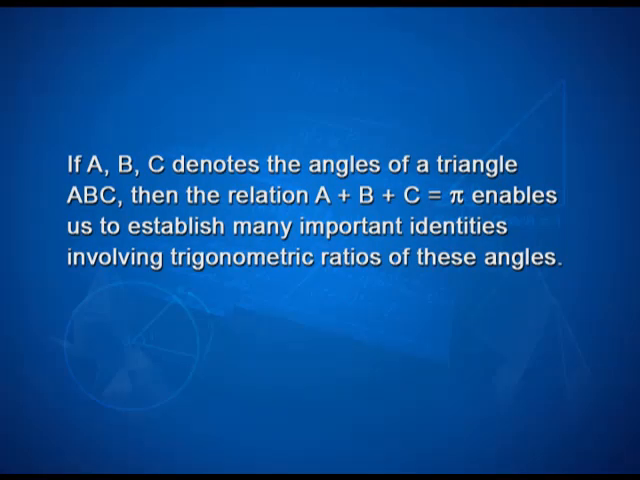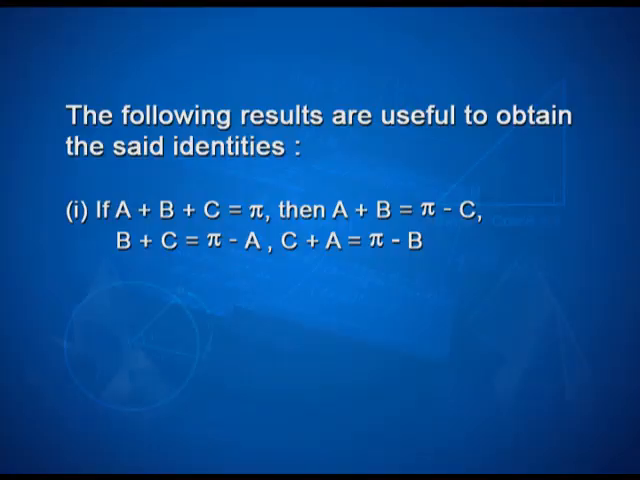If A, B and C denote the angles of a triangle ABC, then the relation A plus B plus C is equal to pi enables us to establish many important identities involving trigonometric ratios of these angles. The following results are useful to obtain the said identities. First, if A plus B plus C is equal to pi, then A plus B is equal to pi minus C, B plus C is equal to pi minus A, and C plus A is equal to pi minus B.